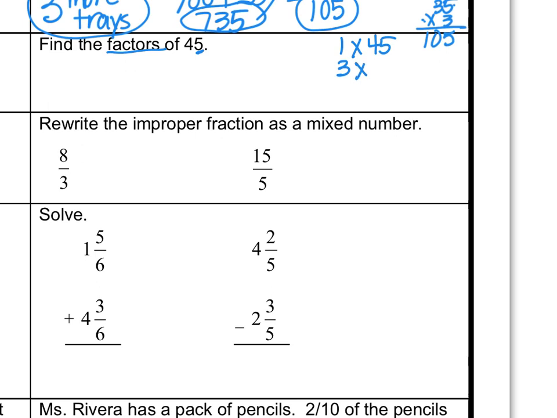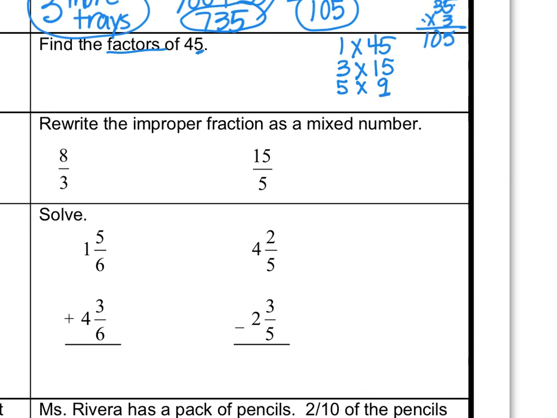So let's think, is there a 3 times something? I believe there is. I believe it's 15. 3 times 15 is 45. Is there 4 times something that would equal 45? Don't think so. Is there 5 times something? Yes, there is. 5 times 9 is 45. Is there a 6 times something? Nope. 7 times something? Nope. 8 times something? Nope. Which brings us back to 9.